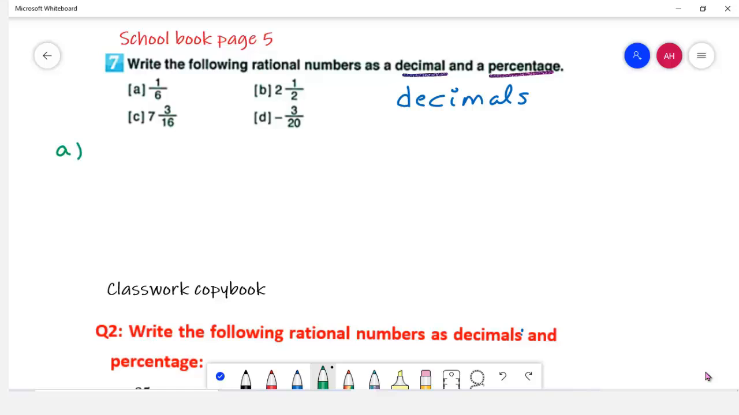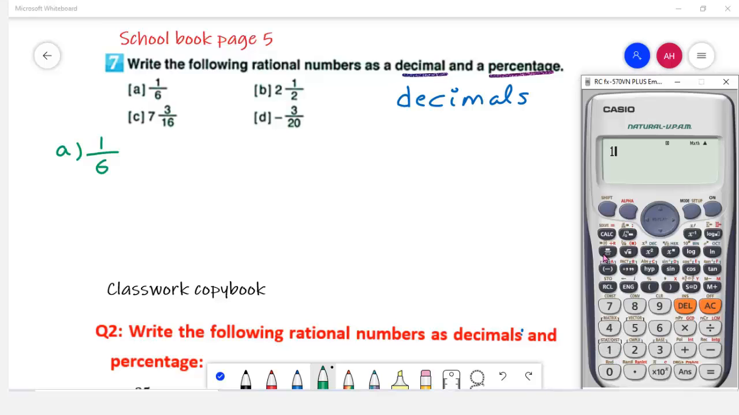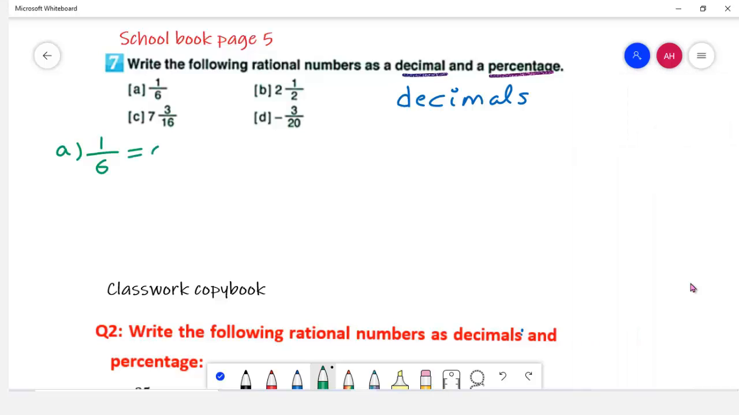Number A, 1/6. If I go to my calculator and change 1/6 to a decimal, it's 0.16, and this 6 is repeated. So the decimal number is equal to 0.16, and I'm going to put a dot above the 6 to say that this 6 is repeated.